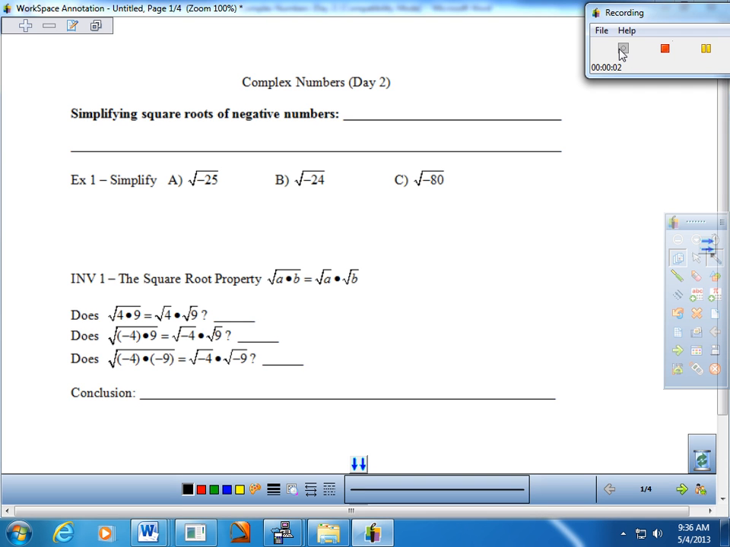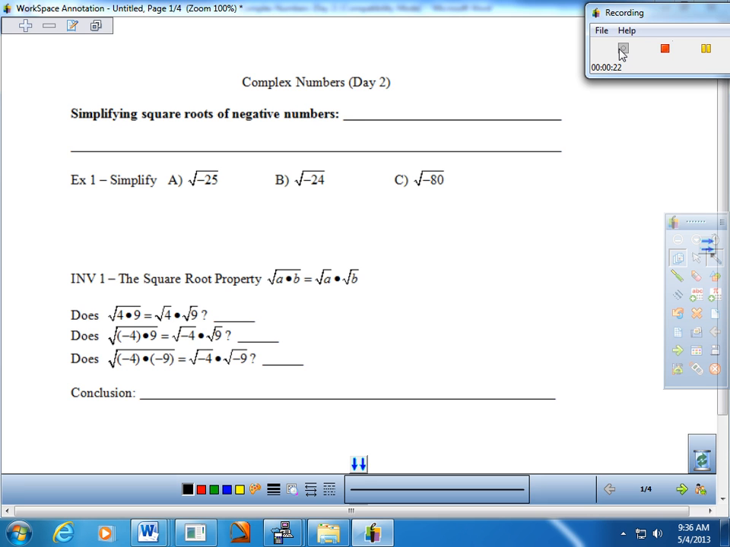Welcome. Today's notes worksheet is entitled Complex Numbers Day 2. This lesson just gives us the opportunity to continue the process of working with complex numbers. So we'll start it out with a little investigation and talk about square roots of negatives, and then get into some quadratics and work with their solution sets a little bit here. So let's start it out.